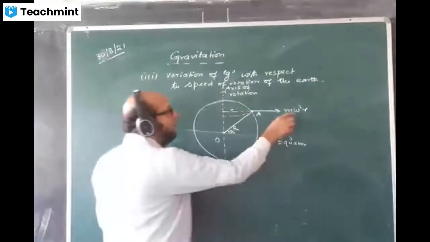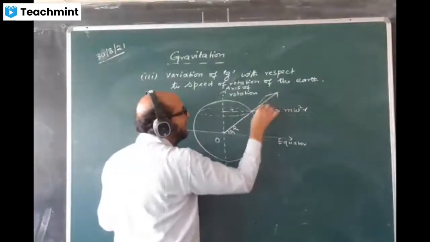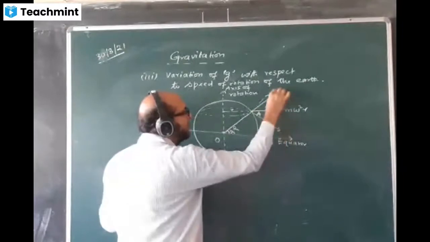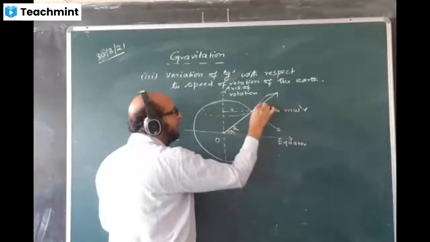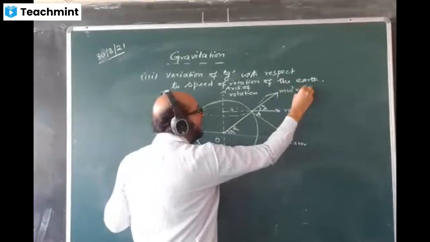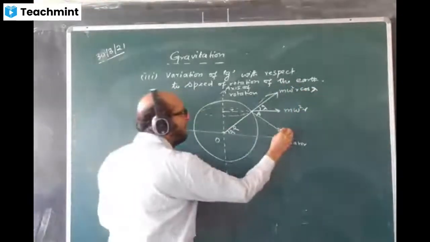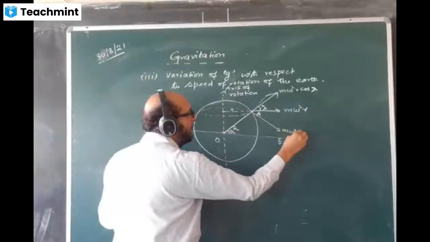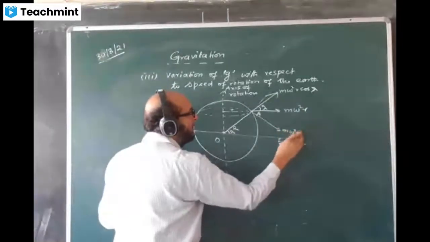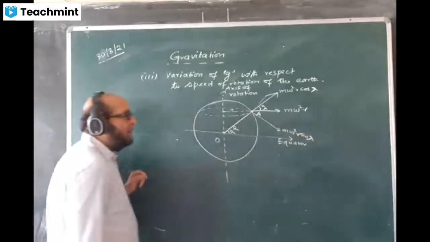This time what we'll do, this m omega squared r will break into two components. One component here, one component will come here. This angle will be lambda, being a corresponding angle. This value I write as m omega squared r cos lambda, and this will be m omega squared r sin lambda.